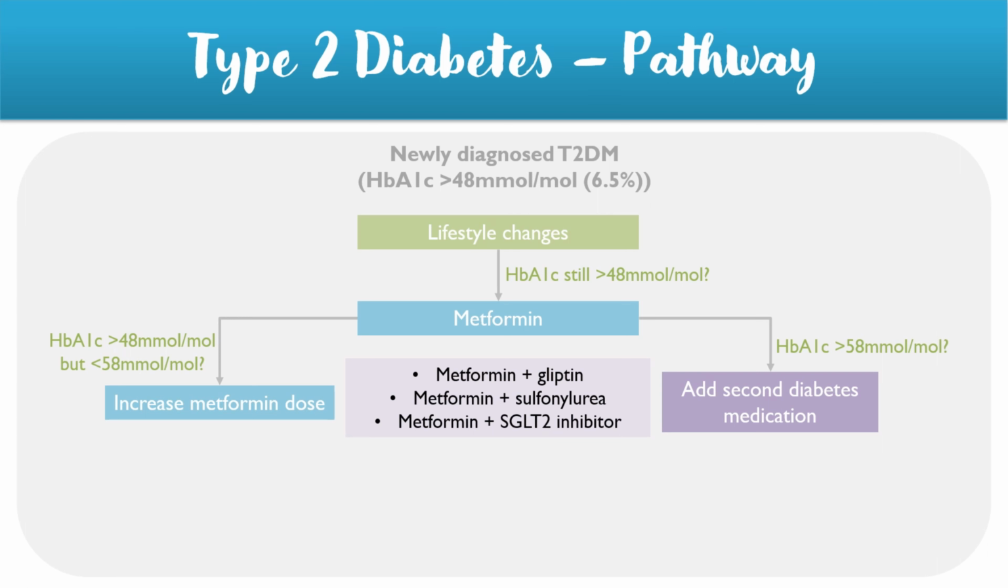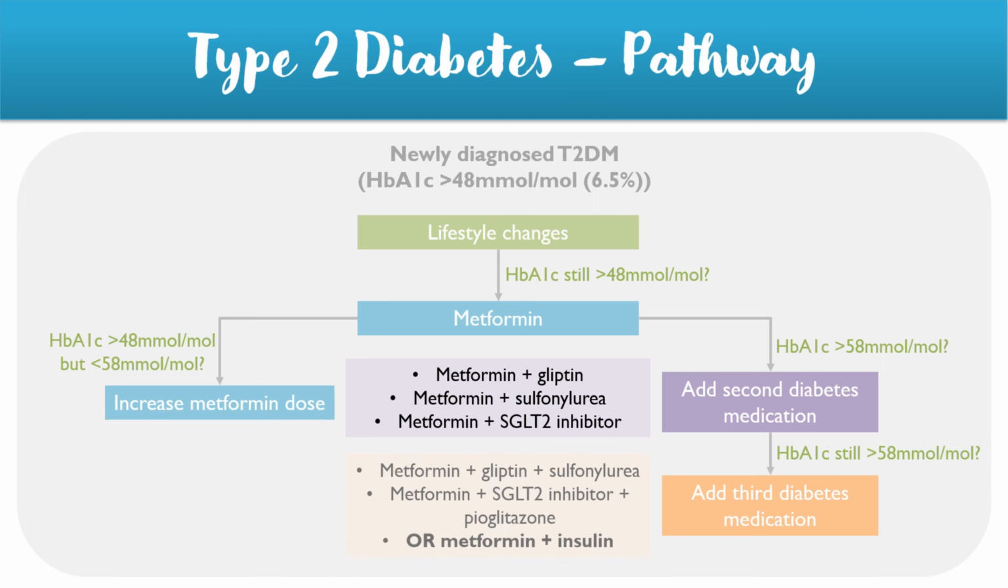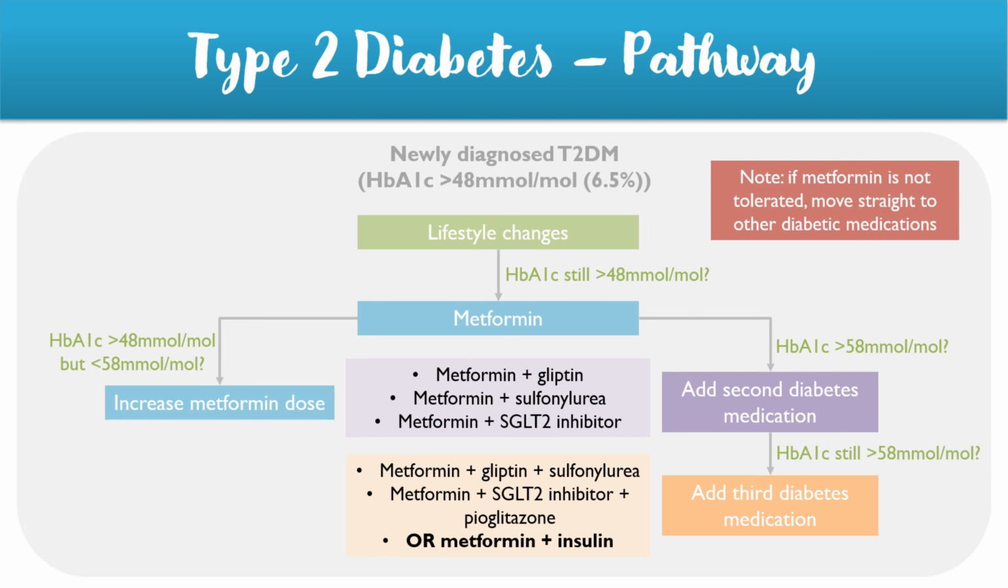If despite a second diabetic medication, HbA1c values still remain above 58 mmol per mole, then you would consider adding a third medication, and again the different combinations can be seen here. Note that metformin and insulin can sometimes be used instead of a triple therapy for the third line management. If metformin is not tolerated, you can move straight to other diabetic medications instead to ensure optimum glycemic control.